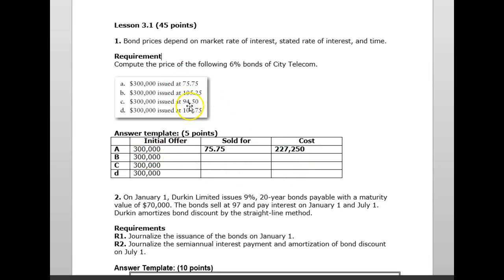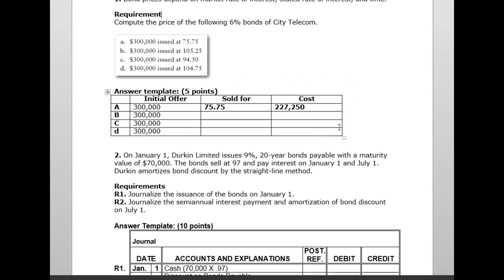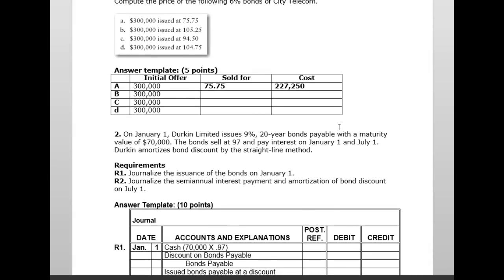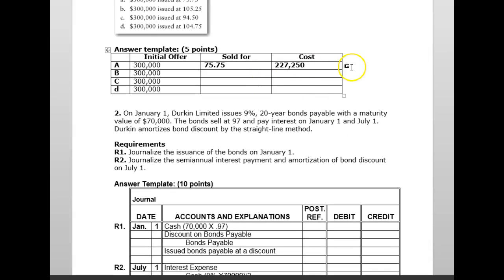So let's just figure these out, and that's literally taking $300,000 times 105.25%, 300,000 times 94.5% to find the cost out here. And that's relatively straightforward. What you might also want to do is put the maturity value out here so you can see the difference back and forth.